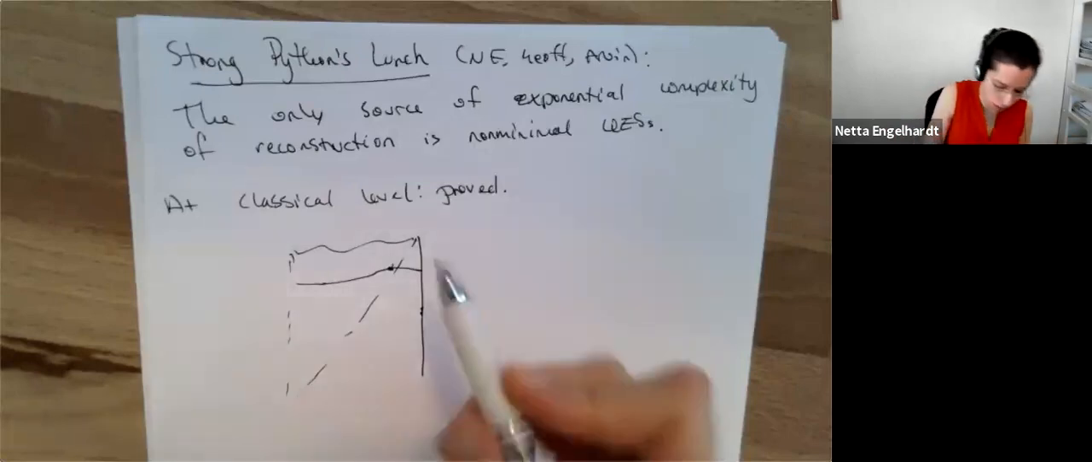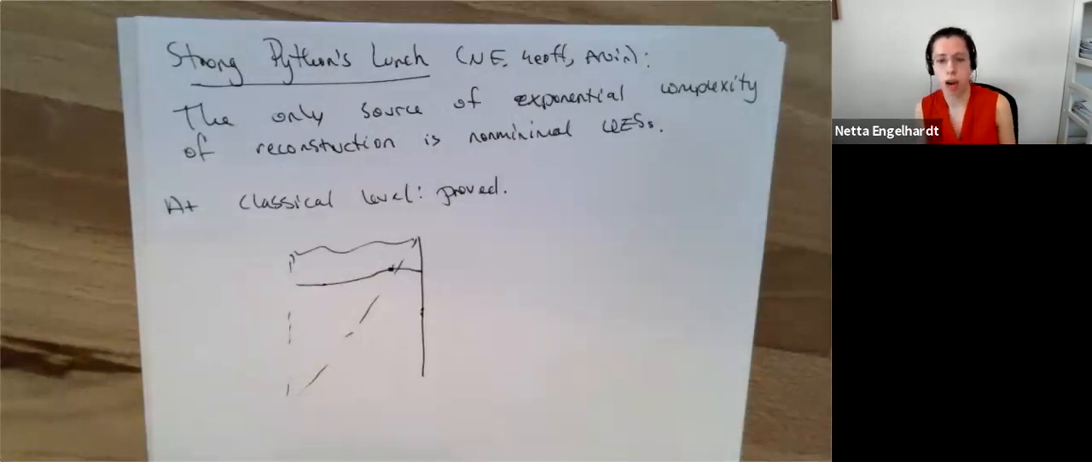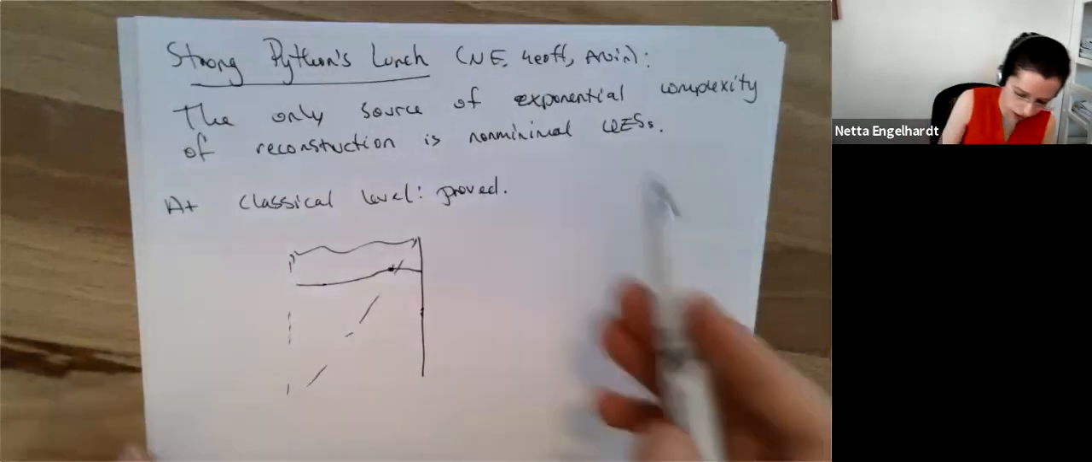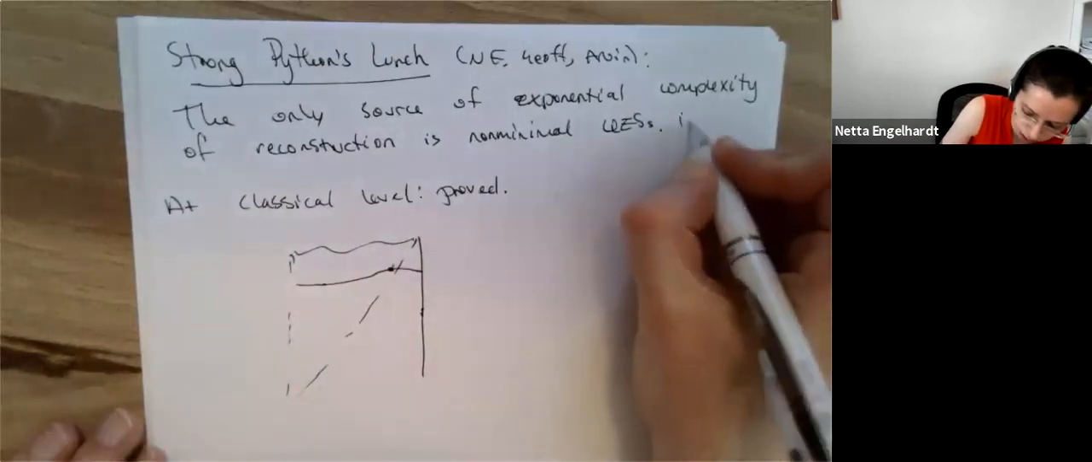However, if you take these operators that are very close to the horizon at late times, and you evolve them backwards in time, then they blue shift. As they blue shift, they get trans-Planckian. And we expect that in that situation, they have some strong quantum gravity effects, and we expect that those are very hard to reconstruct. And yet there's no quantum extremal surface here. So is the strong Python's lunch proposal false? And the answer is no. You actually have to evaluate the quantum extremal surfaces, just like in the reconstruction, in the maximally mixed state. So the addendum to this is that the only source of exponential complexity of reconstruction is non-minimal QESs in the maximally mixed state.